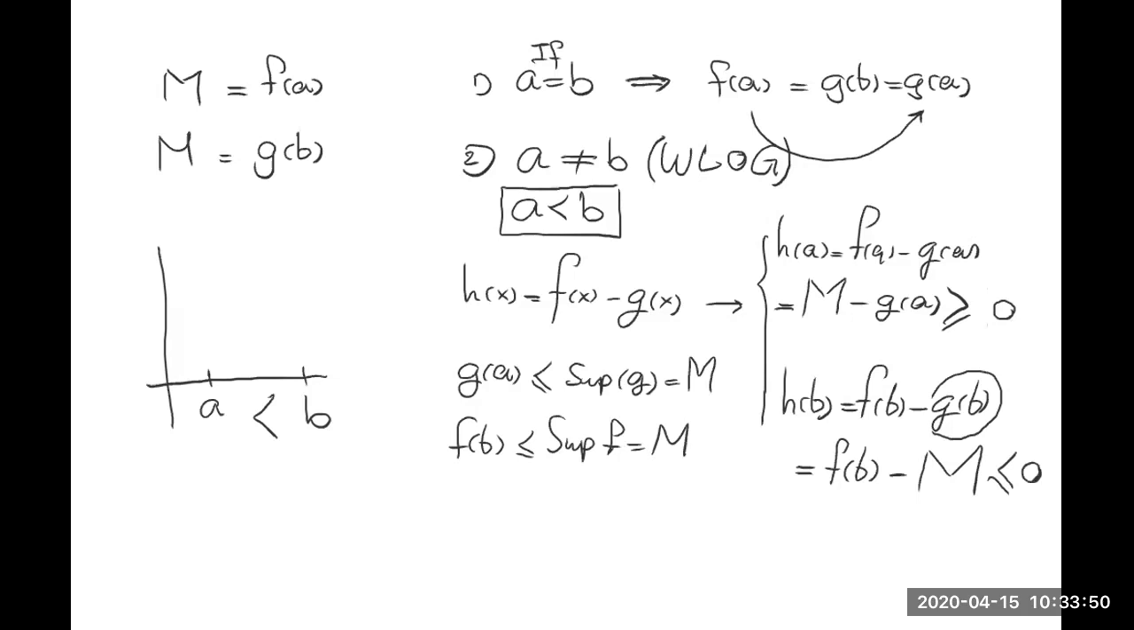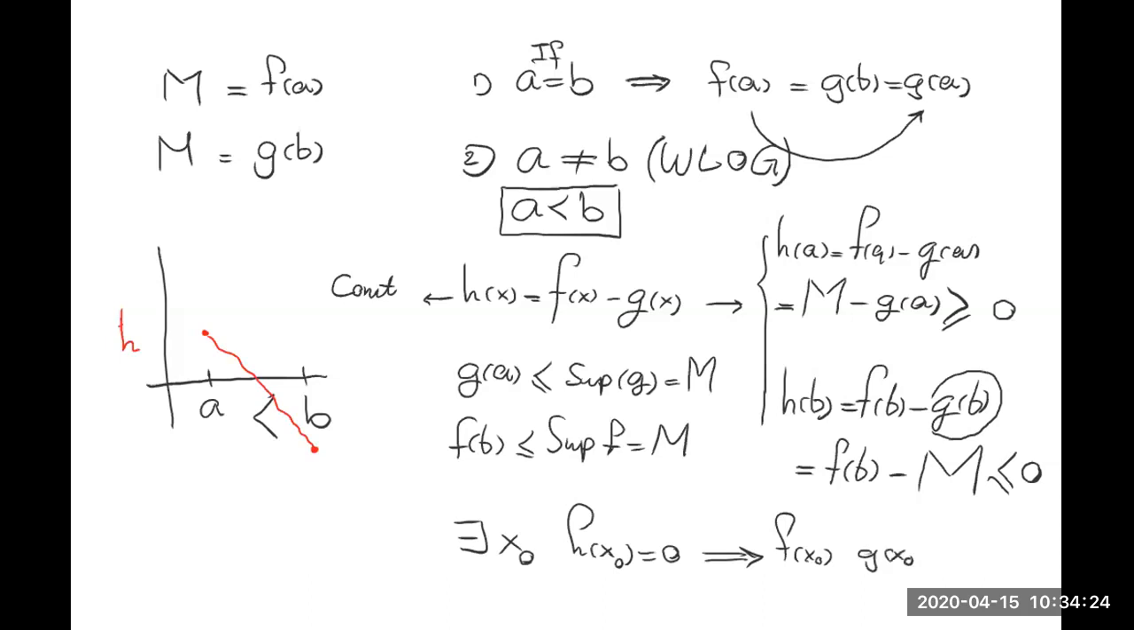Also, because f and g are both continuous, this function h is also a continuous function. And this function h is positive or zero at a. So let's look at the graph of h. And it's negative or zero at b. And because it's continuous, it should be zero at some point. So there exists a point x naught where h of x naught is zero. And because h is f of x naught minus g of x naught, this is going to be zero there, which means f of x naught is equal to g of x naught. That's what we were looking for. That's it. Any question here?